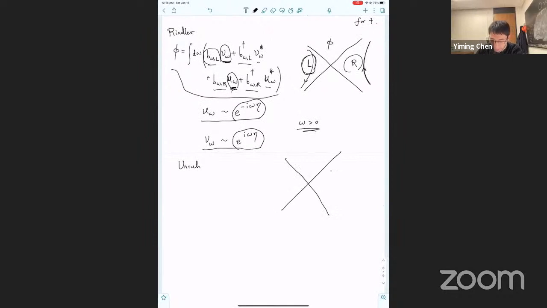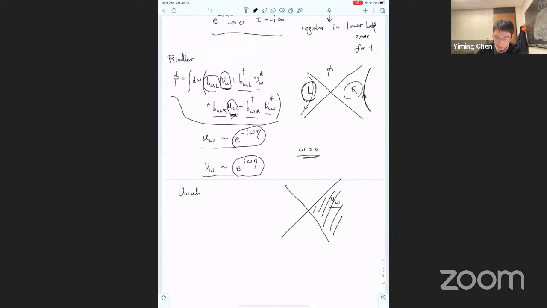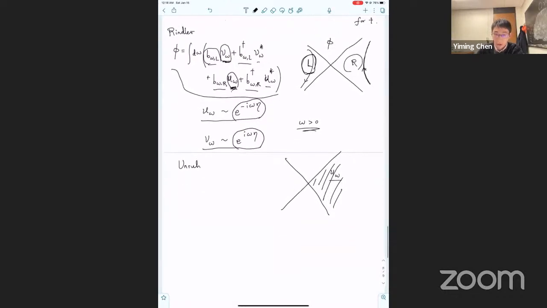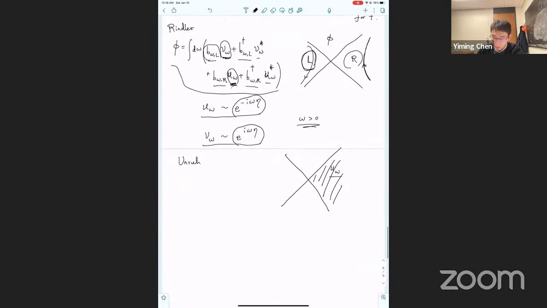Let's say that we have a u omega. This u omega is a function that is defined only in the right wedge, because it is a mode function in the right Rindler wedge. But the idea Unruh had is that we can start from this function in the right wedge, and by doing some analytic continuation, we get a function that is supported both on the right wedge and on the left wedge.